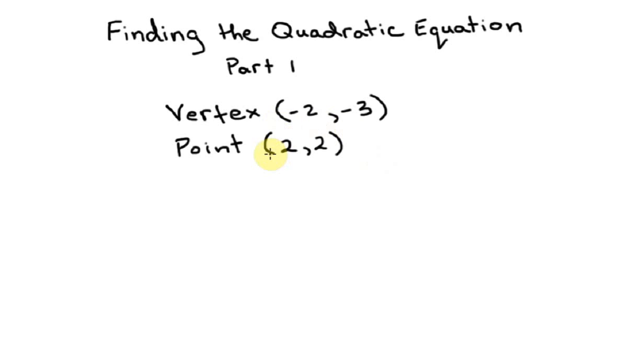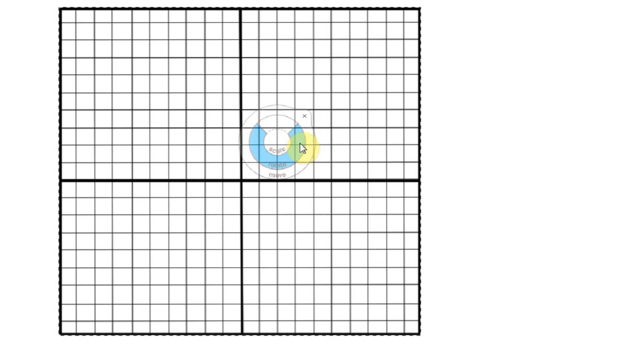Okay, so this is a point on the graph, and we have the vertex, and our job is to find the quadratic equation. A really good way to start is to get yourself a bit of a picture. So I'm going to clear the screen here, and I'm going to bring up the grid. So there's our grid, and what I'm going to do is plot the vertex. So the vertex here is at (-2, -3). So there it is, and we have this other point, (2, 2). That's a point that's on the graph.